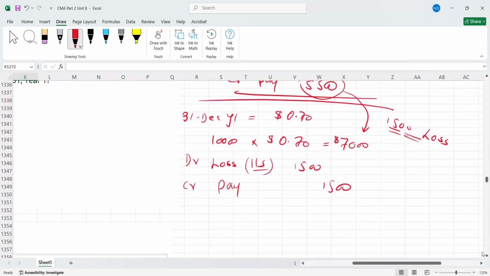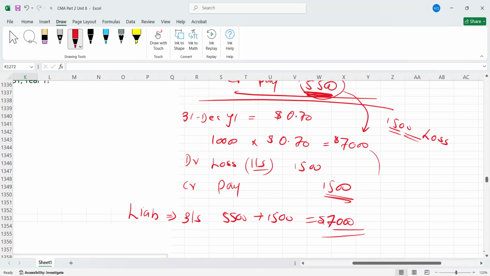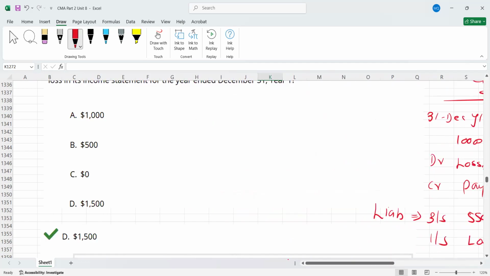Now I'm asking a question. What is the liability value at the balance sheet date? Previously your liability was booked with 5,500. Now your liability has increased by 1,500. It will be equal to 7,000, right? And if I ask what value will go to the income statement, you would say this loss will go to the income statement. Loss of how much? $1,500.